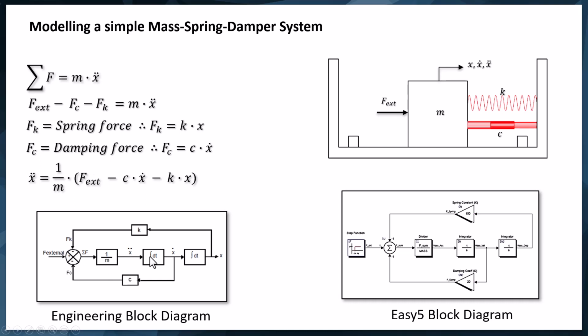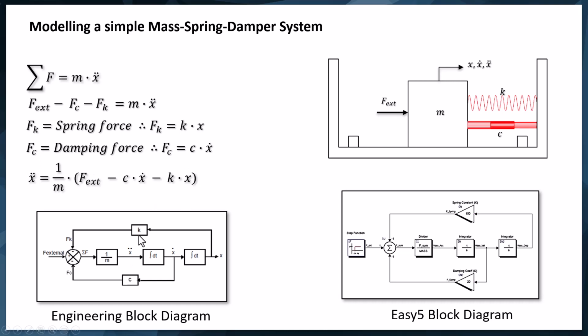If we then integrate the acceleration, we get velocity. If we integrate the velocity, we get displacement. We need the displacement to be multiplied by the spring stiffness K to give us the stiffness force, and we need the velocity to be multiplied by the damping coefficient to give us the damping force. And so there's a block diagram that represents this equation of motion of the system.